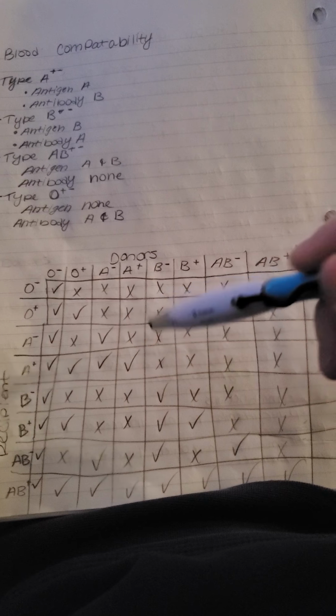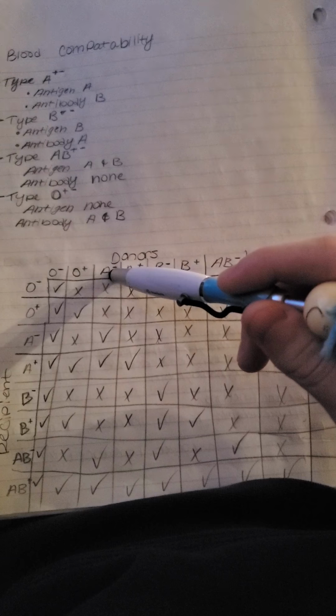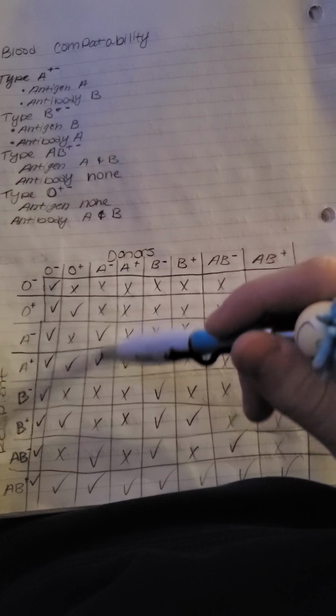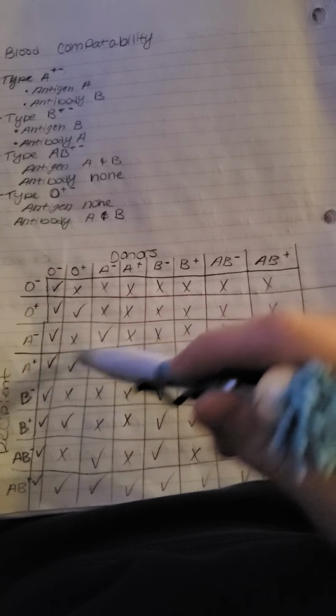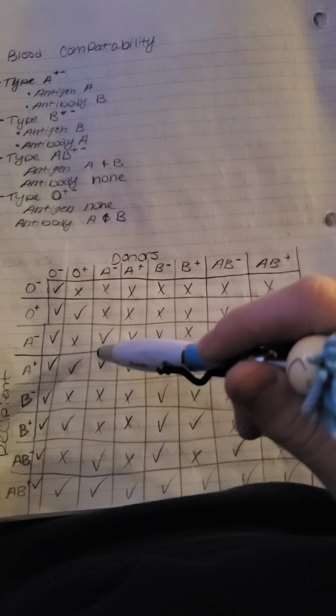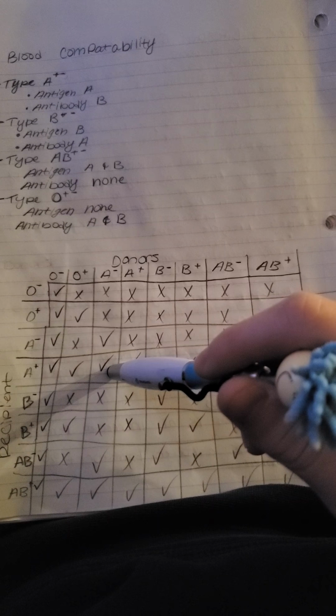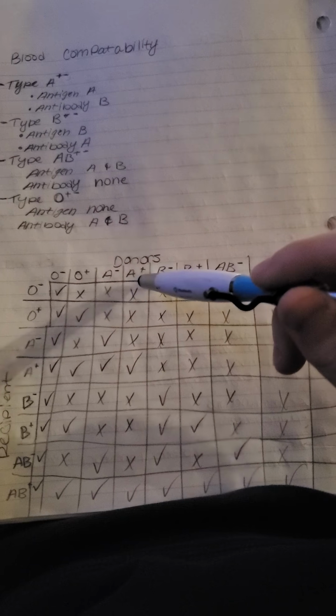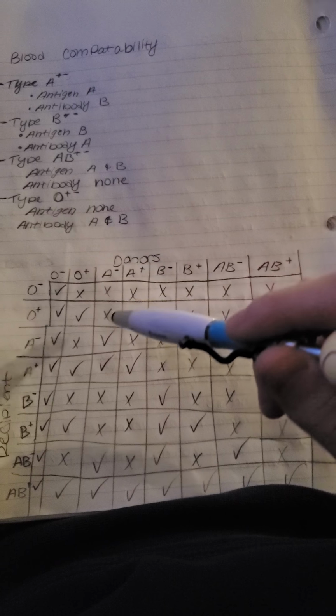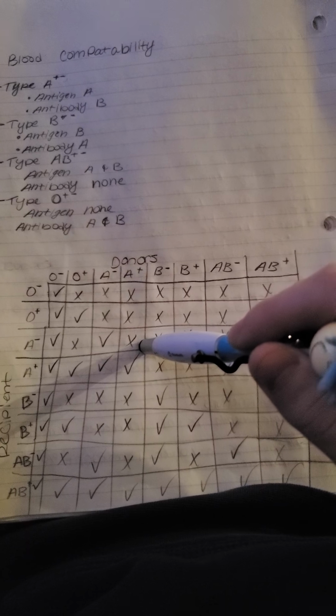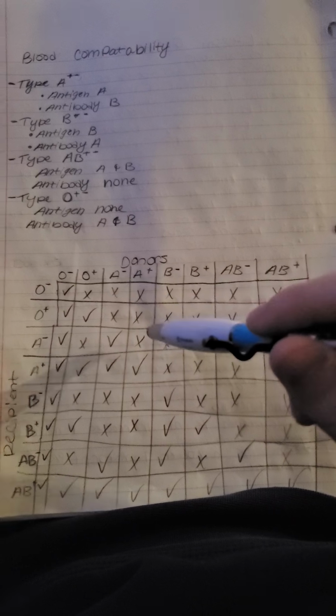And so let me give you another example of that. A negative can donate to A positive. So A positive people can accept A negative blood. However, A positive people cannot donate to A negative blood because of the antigens.